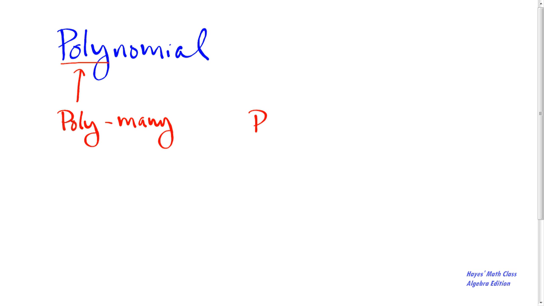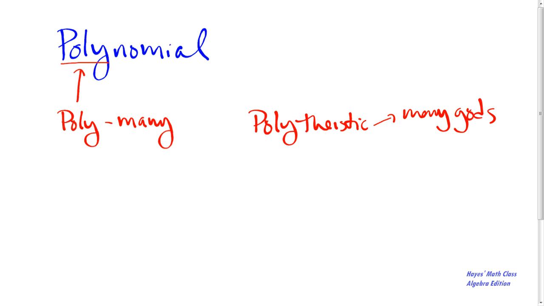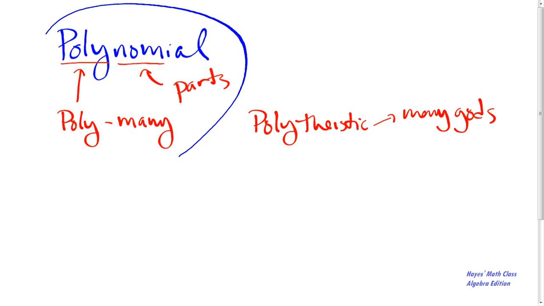So like, polytheistic, you may have heard in geography, theistic, many gods or multiple gods. That type of thing. So you've got that. Nomial right here basically means parts. And so when we talk about what a polynomial is, many parts.